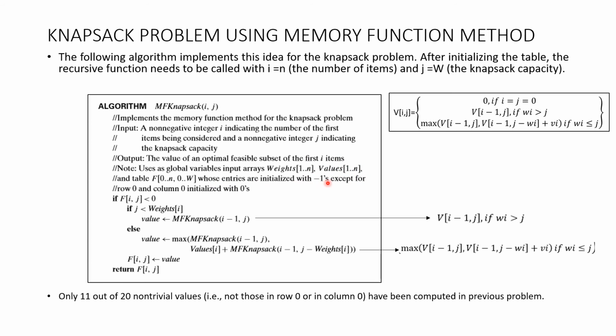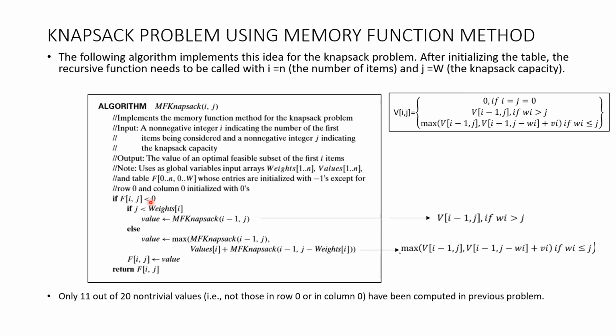Now all the entries in the table will be initially filled with -1, except row 0 and column 0, which are initialized to zeros. So if you remember the problem we just solved, the first column and the first row are initialized to 0, and the other values are taken as -1. One by one he will go on calculating the final answers. Now I will just repeat this briefly. n plus 1 rows and W plus 1 columns are created, and that table is called capital F.